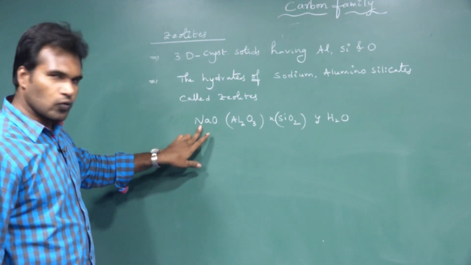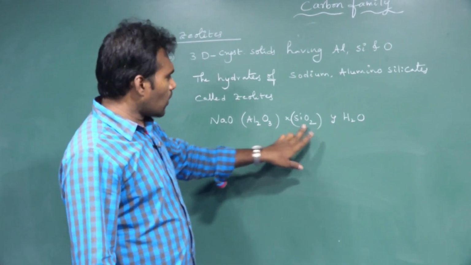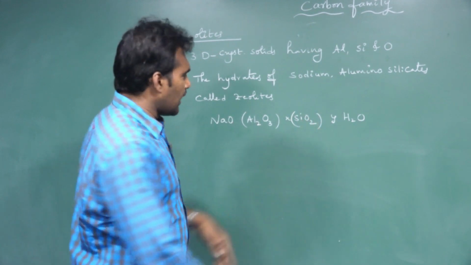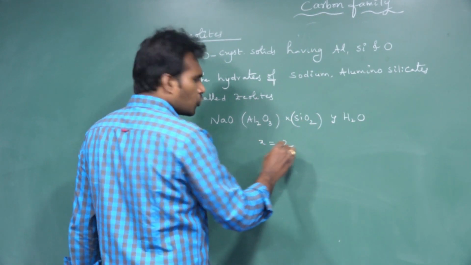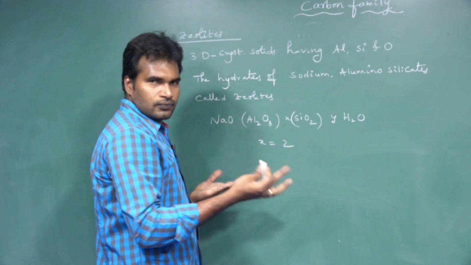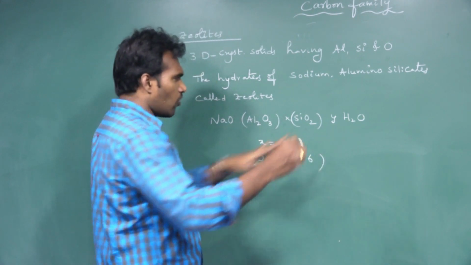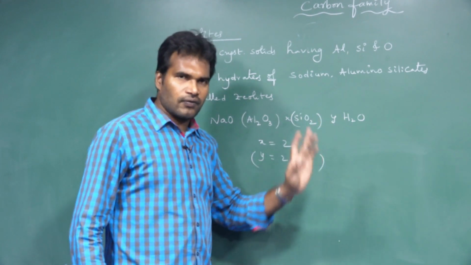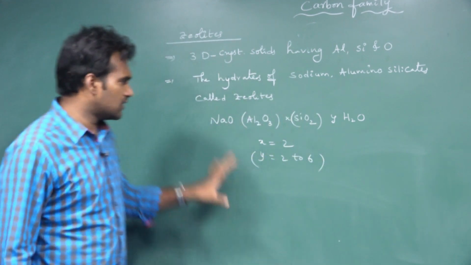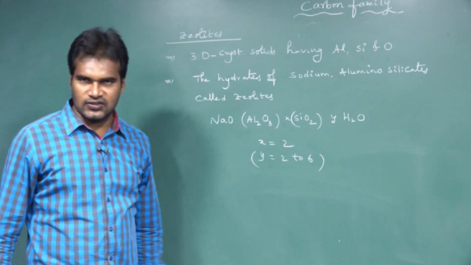Oxide of sodium Na2O, oxide of aluminium Al2O3, and oxide of silicon SiO2, having X here. X is equal to 2, it's a fixed value, so you can write 2 here. And the Y value is generally from 2 to 6, so water molecules can be from 2 to 6. So this is the general chemical representation of zeolites.